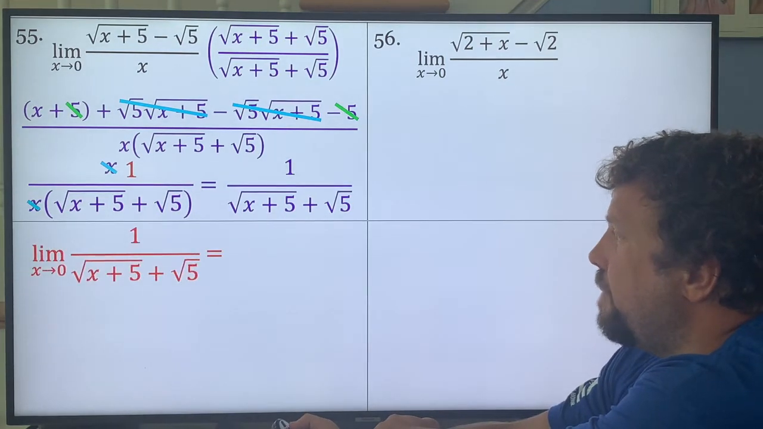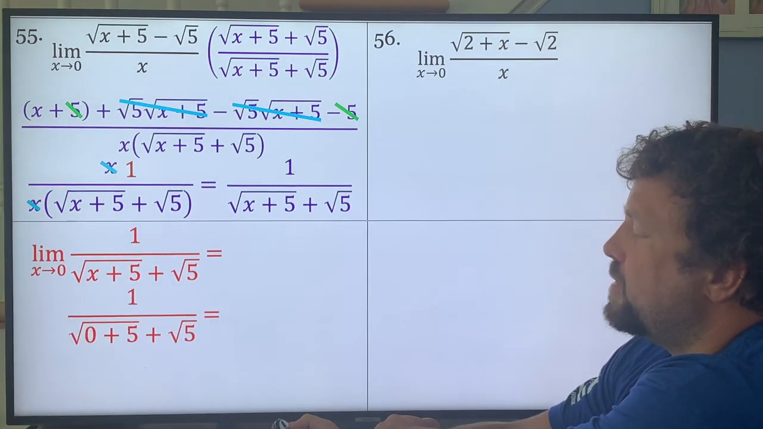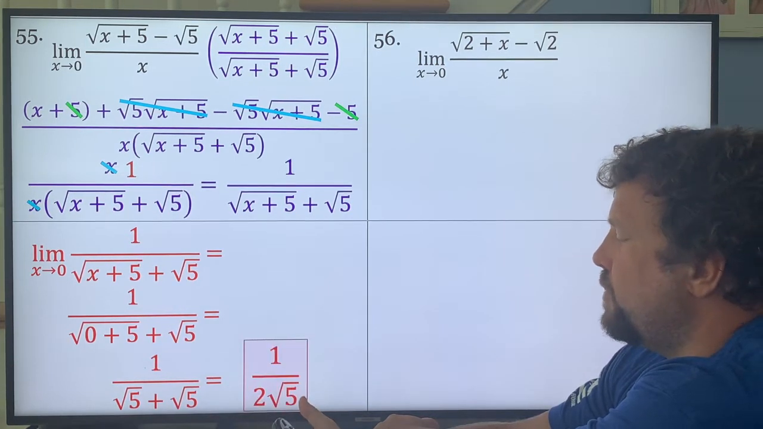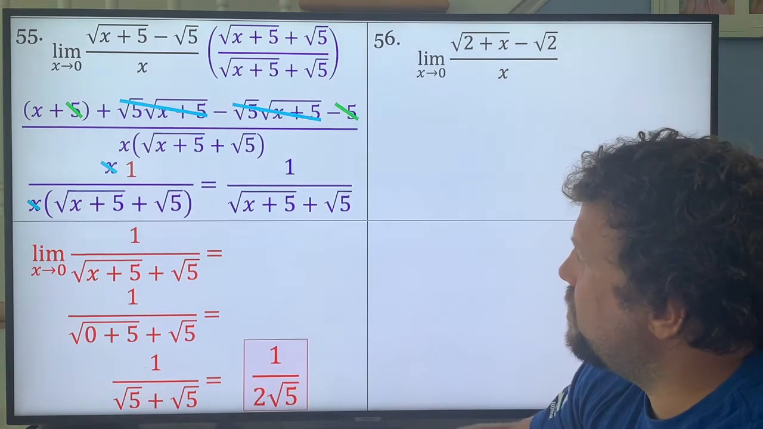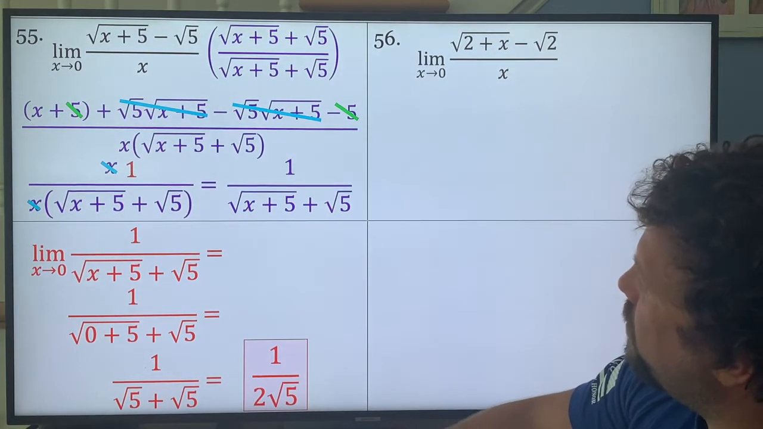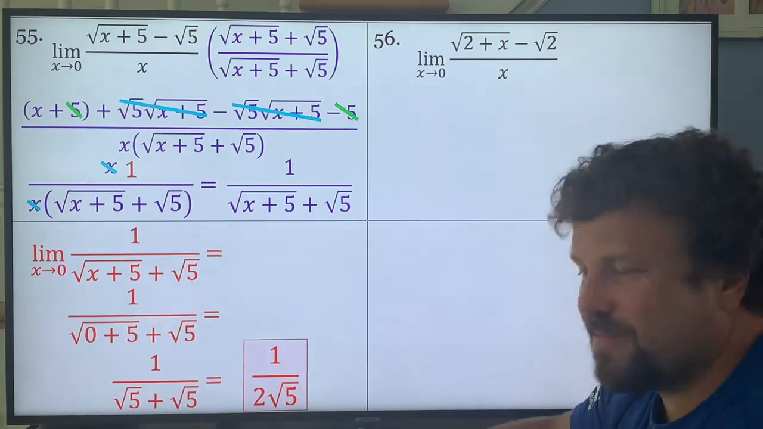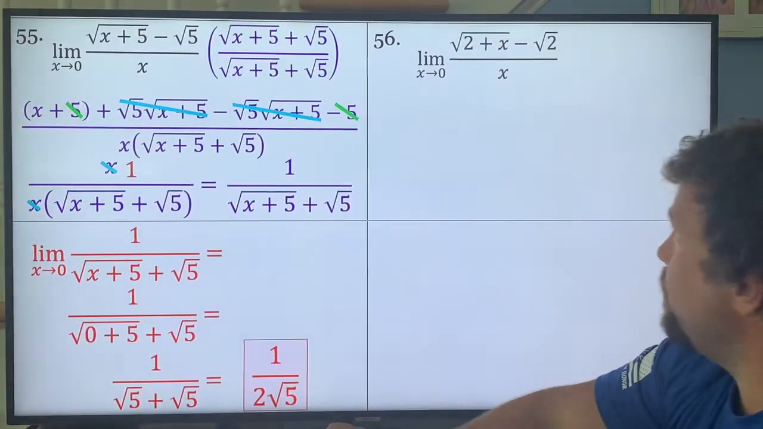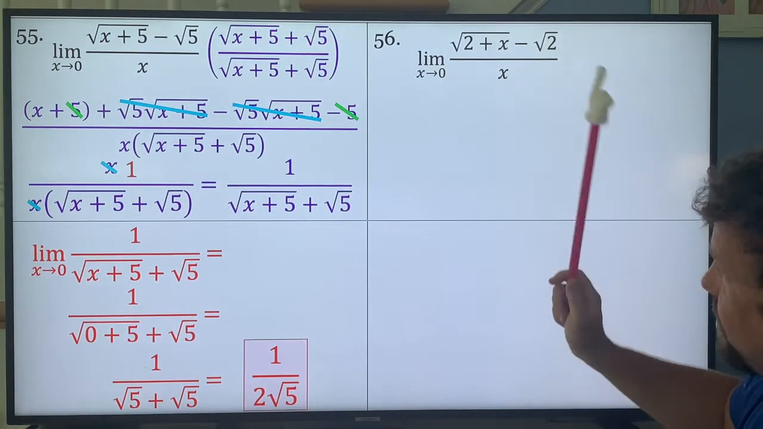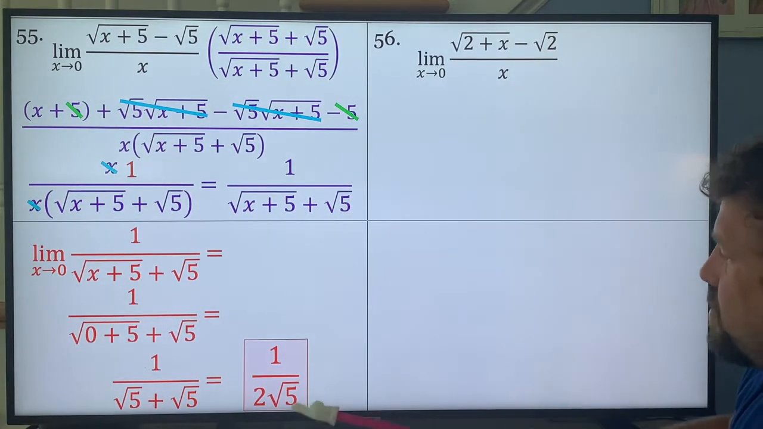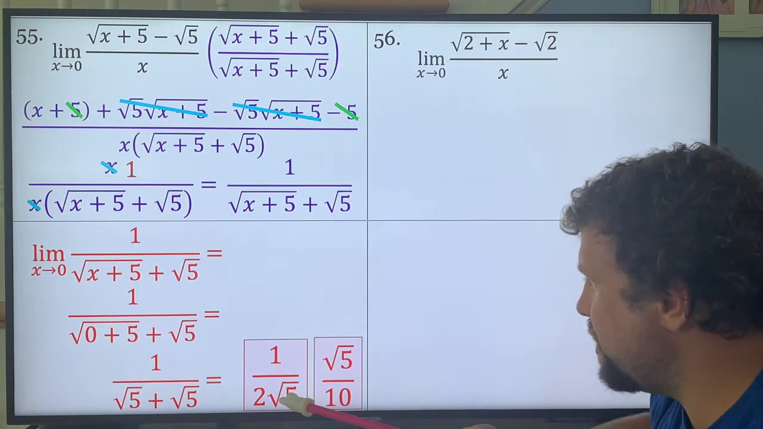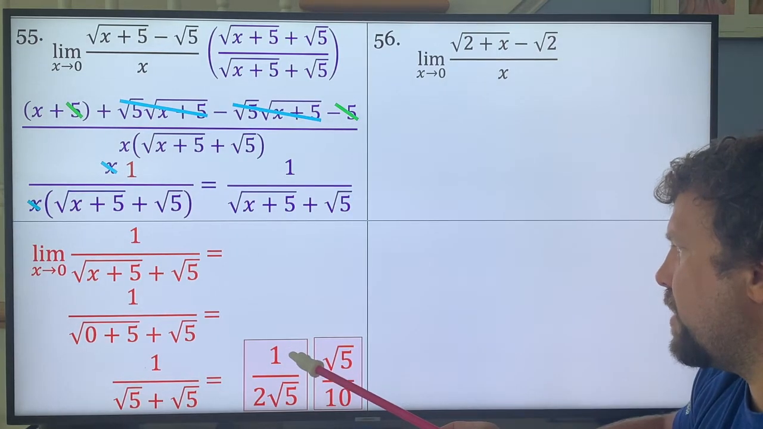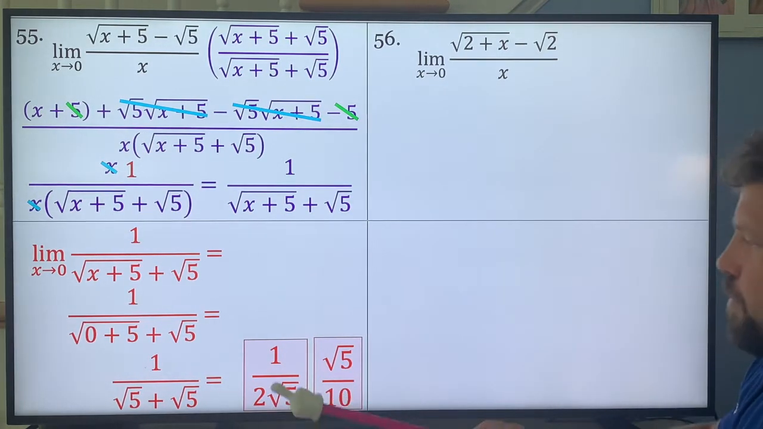We're going to plug our 0 in now. 0 plus 5, square root of 5 plus square root of 5. 1 over 2 radical 5. Notice the strategy, it's pretty much 1 over 2 times this number almost every time. I don't know if you noticed that pattern. It doesn't always work, but a lot of times. So by that, this should be 1 over 2 radical 5. Another way to write this is you would multiply this by radical 5 over radical 5, so you don't have a radical on the bottom. This would be radical 5 over 2 times 5, which is 10.